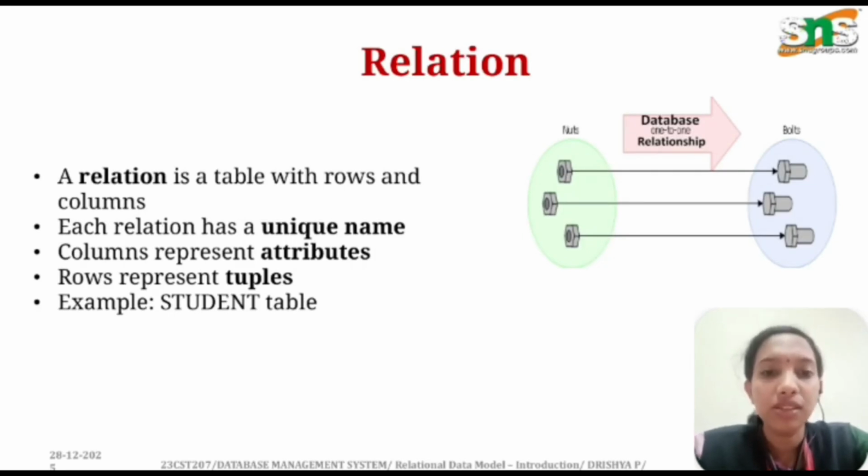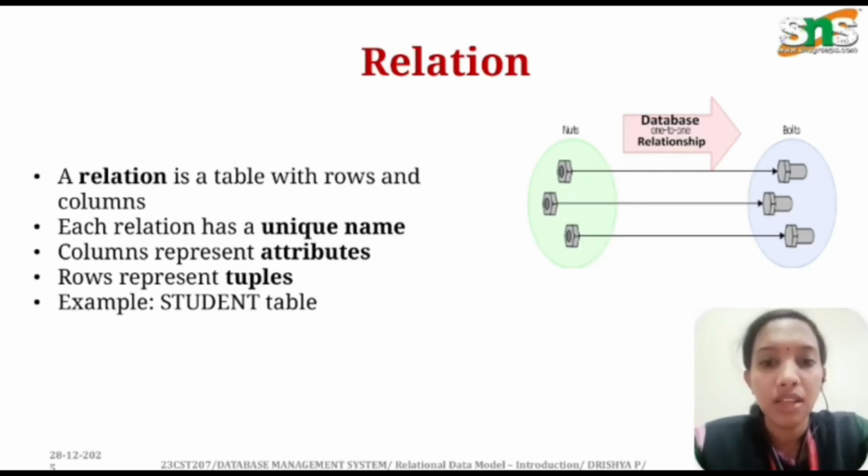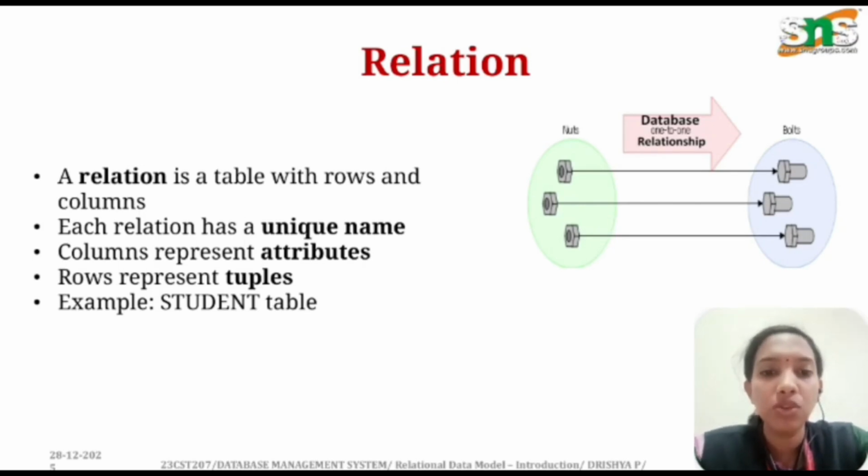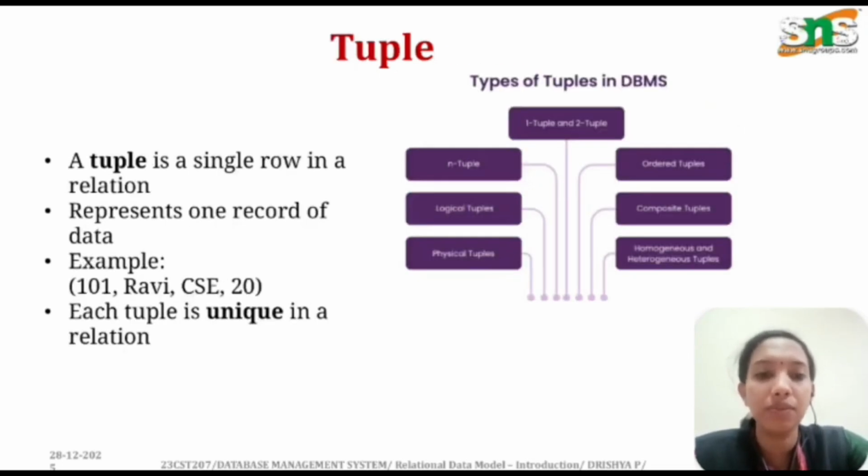Next is the relation. Relation means the table. A relation is a table with rows and columns. Each relation has a unique name. Columns represent attributes, and rows represent tuples. Example, the student table, which we already discussed in the previous lecture.